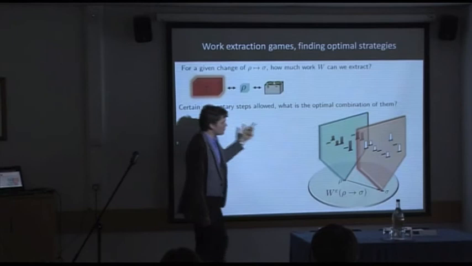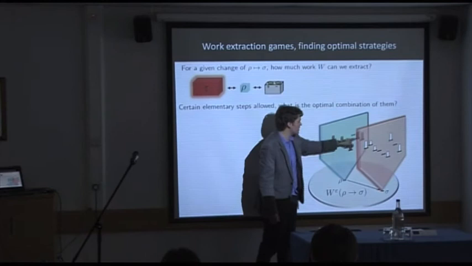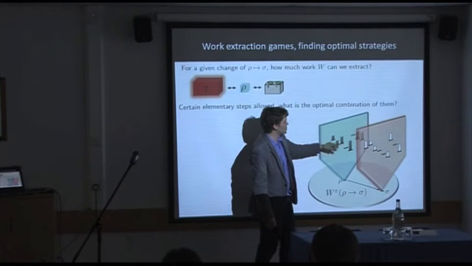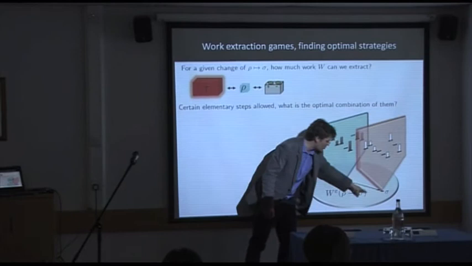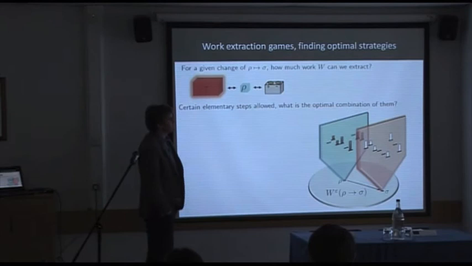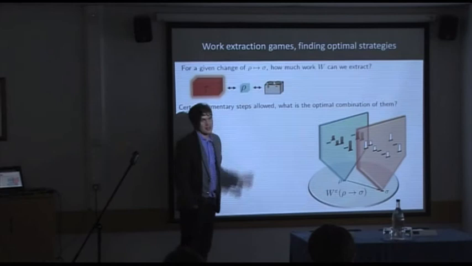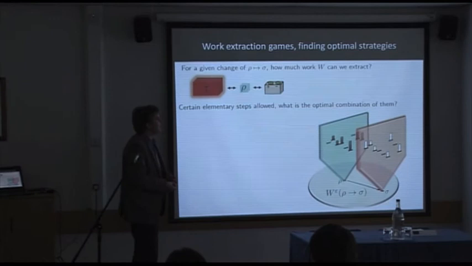So you have some initial state, which I don't know if I should explain what this means. These are energy levels and occupation probabilities of being at different energy levels. And the energy levels may change and occupation probabilities may change. And you can ask, how much work can I get going from this to that? And we call this quantity the W of rho going to sigma. You have very simple rules, like just these two steps, but you can combine them in any sequence you want, and it gets very complicated. So you could imagine games where people need to work out what is the best strategy for extracting work.